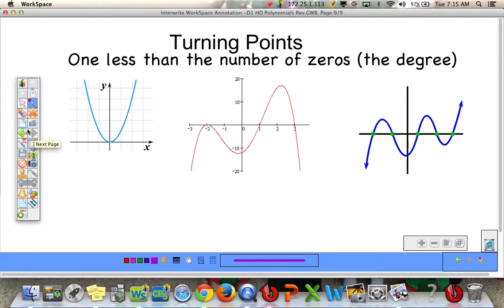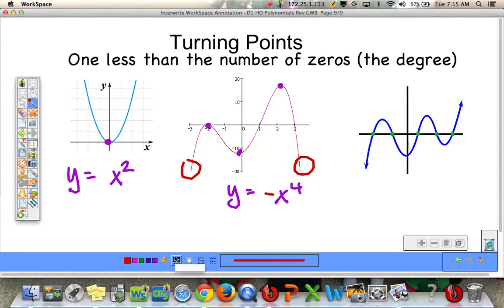Here's the last important point, and that is the number of turning points can indicate the degree of the function. We know this is a parabola. It has one turning point, and we know that would be an x squared function. So if there's one turning point, it is degree 2. If there are 3 turning points, it's degree 4. And looking at the end behavior, it ends down, so we know there would be a negative lead coefficient. We don't know the exact equation, but you can give me the degree 4, and the lead coefficient would be negative.